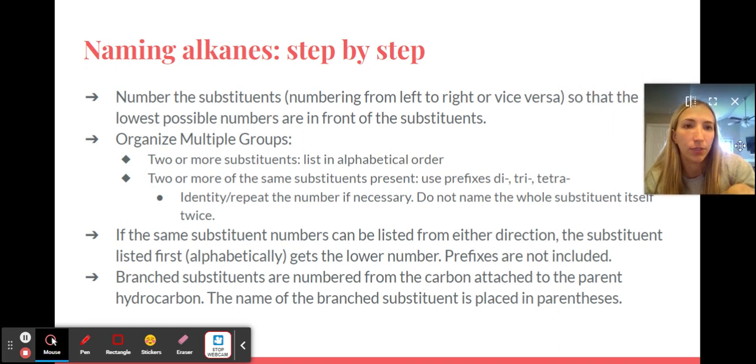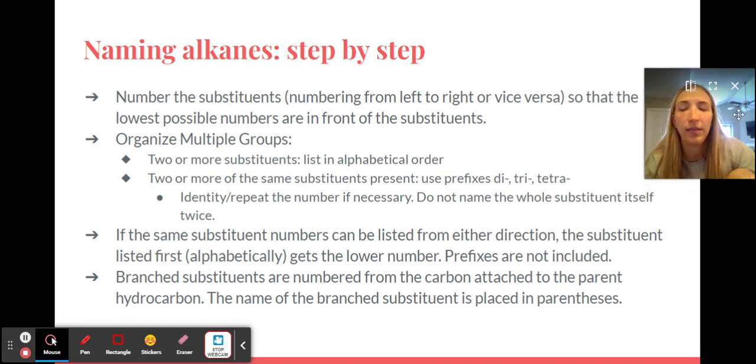Continuing, so then you are going to number the substituents, numbering from left to right or vice versa, so that the lowest possible numbers are in front of the substituents. If you have multiple groups, if you have 2 or more substituents, you're going to list them in alphabetical order. So if you have methyl and ethyl, you'll list your ethyl first, regardless of what number is first, like whenever you're naming it.